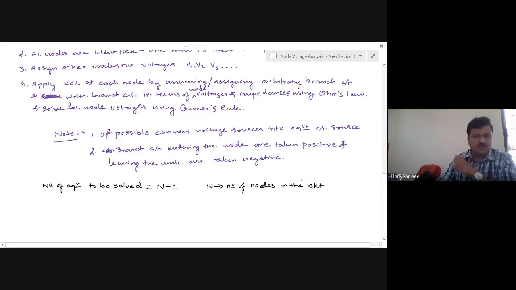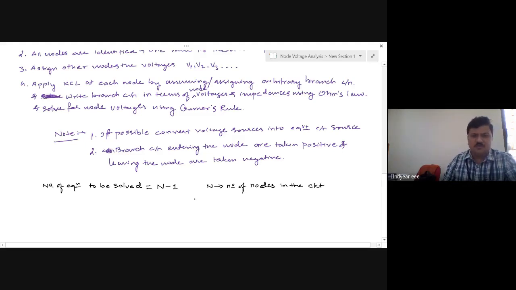If there are 10 nodes in the circuit, one node I will be taking as a reference node, and I am not applying Kirchhoff's current law to that reference node. Therefore, I will be applying Kirchhoff's current law to 9 nodes. Then I get 9 equations, and I have to solve 9 equations.